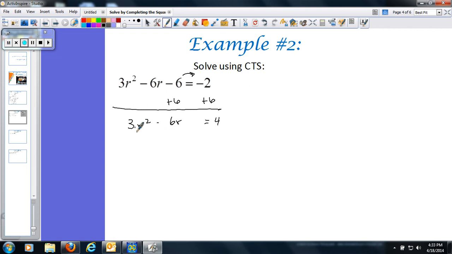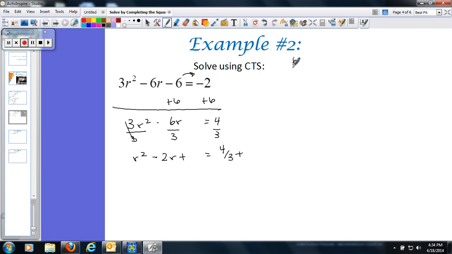Now we're going to divide by A. In this case, A is 3. These will cancel, give me r squared minus 6 divided by 3 is 2r. Space equals 4 over 3. And I'm actually going to put a plus here, because I know whatever I add here, I have to add here. Okay? So now I'm going to add b over 2a.